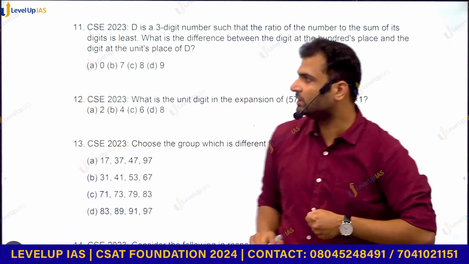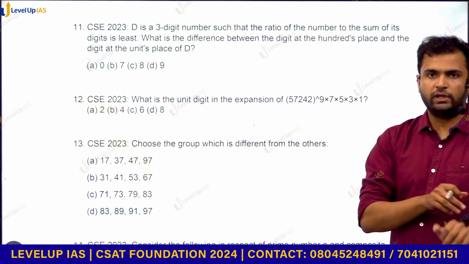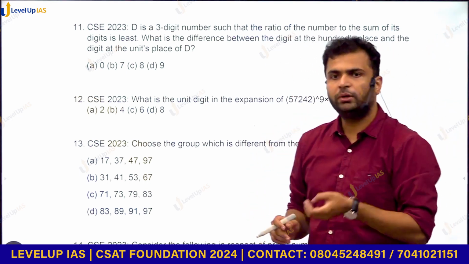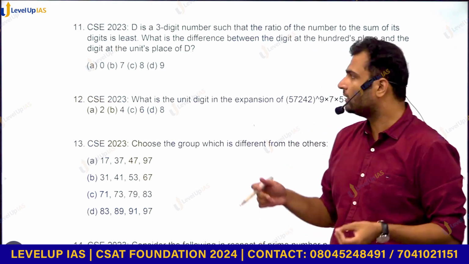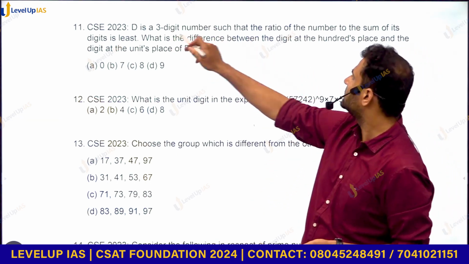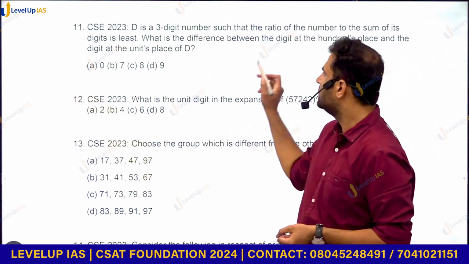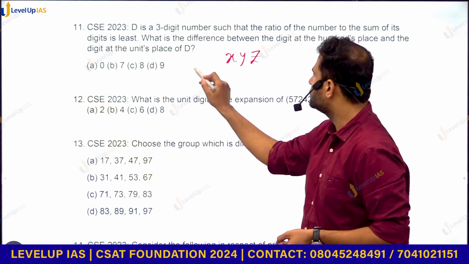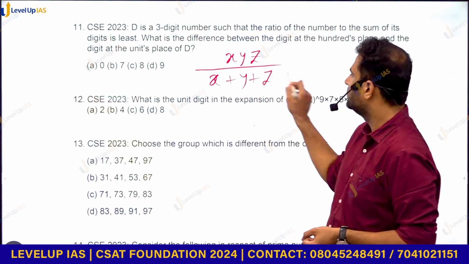This particular question was a little bit of trial and error. There is no one particular method to solve this, but you just have to apply your logic about what could be the maximum ratio. So we have a 3-digit number such that the ratio of the number to the sum of its digits is the least. If we have this number xyz, we want to take the ratio of this number to the sum of its digits, right?